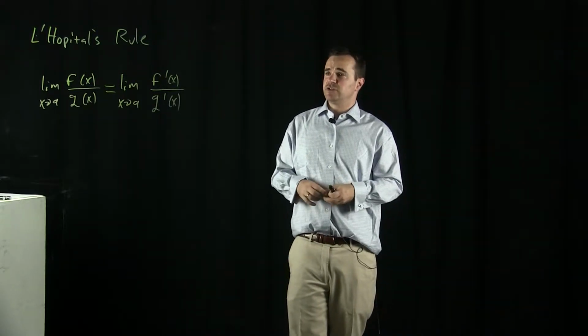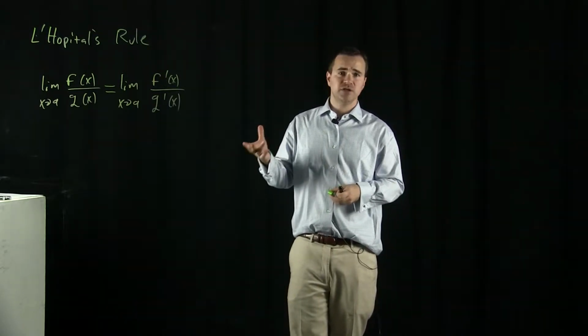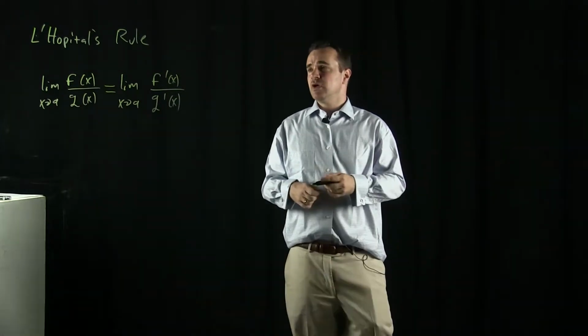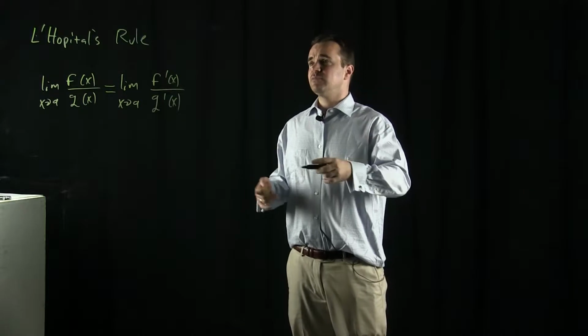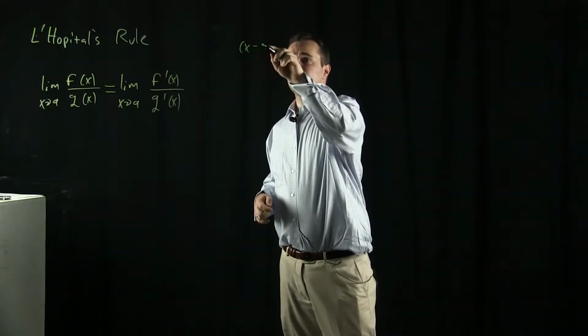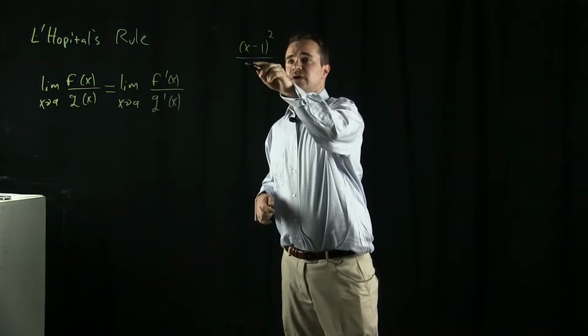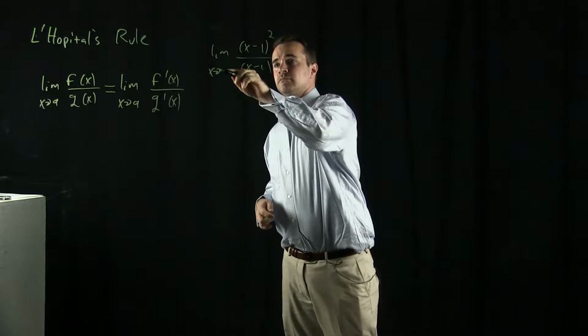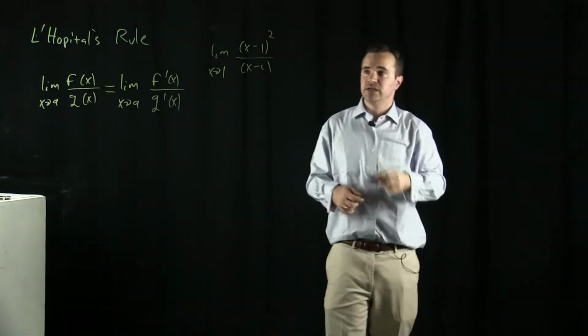Here in this video, I really just want to show you how to use this rule in a couple of examples. And so the first example, let's try to pick something simple. Let's take f of x equals (x minus 1) squared. Let's take g of x equals x minus 1. And let's take the limit as x goes to 1, so a equals 1.